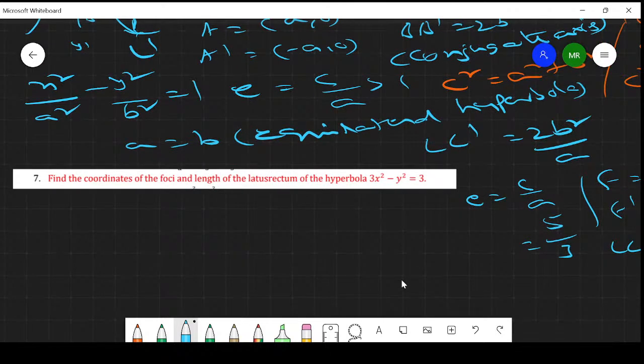Now find the coordinates of the foci and the length of the latus rectum of the hyperbola 3x square minus y square is equal to 3. They are asking for the coordinates of the foci and the length of the latus rectum of the hyperbola in this. See, in this one you can see here.